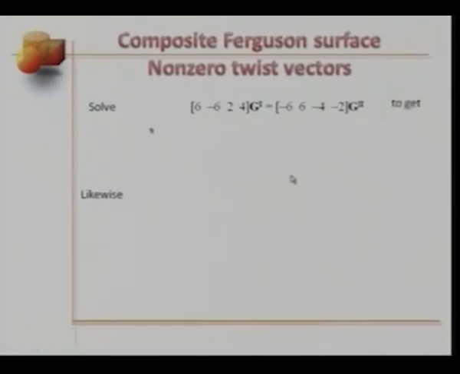To get this equation in terms of the slopes along the u direction: Sij plus 4 times Si plus 1 j plus Si plus 2 j equals 3 times Pi plus 2 j minus Pij. Now if you notice, a very similar equation was encountered when discussing composite Ferguson curves with C2 continuity.